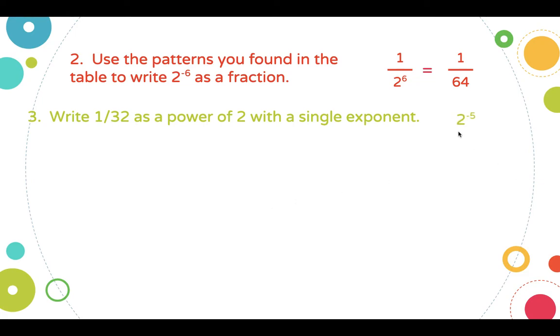So it's going to be 5 times, but dealing with 1/32, it's a fraction, so it's going to be a negative exponent, 2 to the negative 5th power. What would be the value of 2 to the 0 power? We kind of spoke to that. Anything to the 0 power is 1.